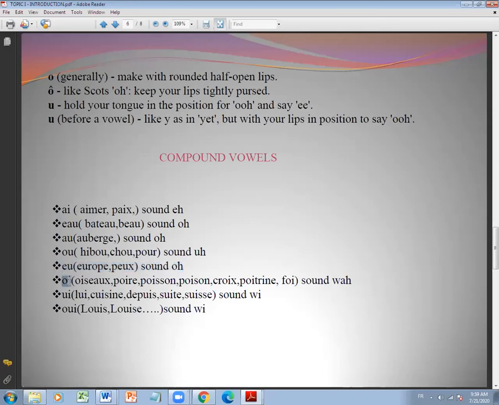OI produces which sound? Wa. You see that? So anytime you have OI, it becomes wa. So try to read those examples I've given in the bracket.